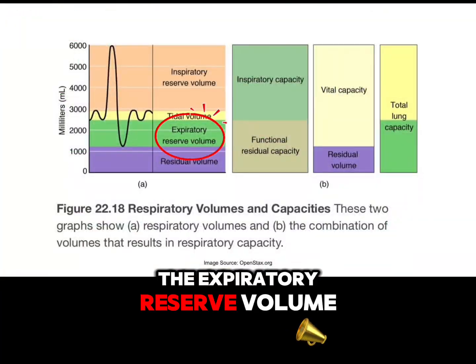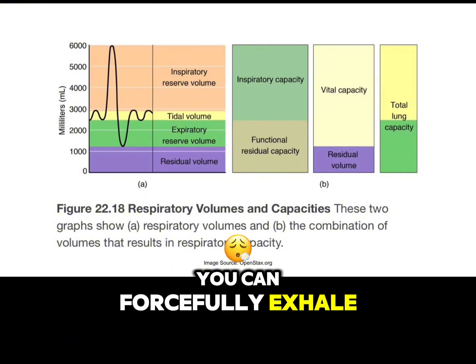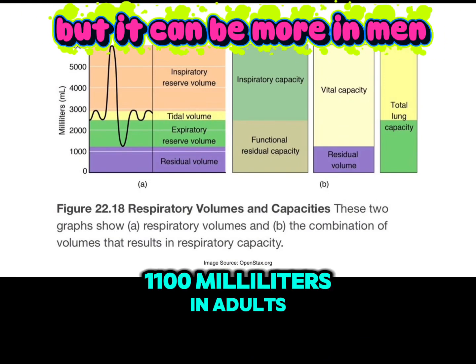The expiratory reserve volume is the extra amount of air you can forcefully exhale after a normal exhalation. It's typically about 1,100 milliliters in adults.